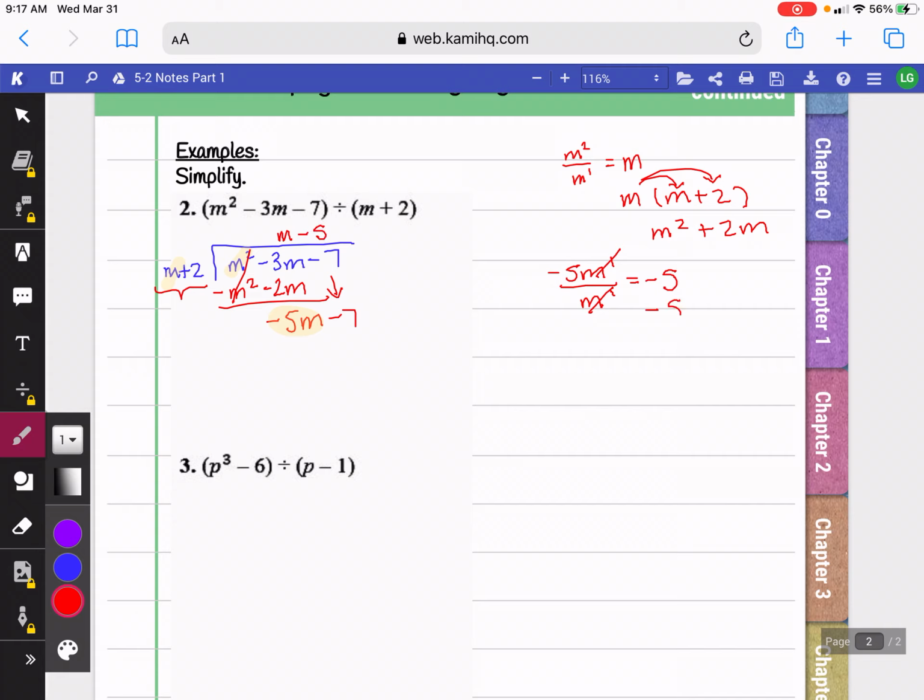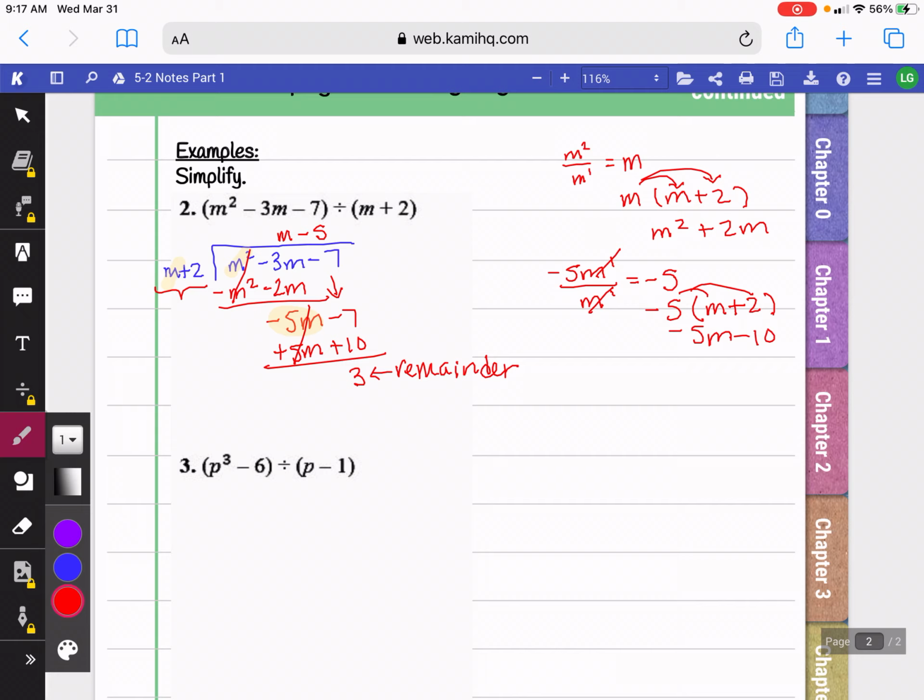Now I'm going to take my negative 5 and multiply it by that m plus 2. Remember, we're using that m plus 2 anytime we multiply. So I get negative 5m minus 10. I'm going to write that under the long division, but because I'm subtracting, I change my signs. So here this cancels, and my remainder, since there's nothing left to bring down, would be a 3.